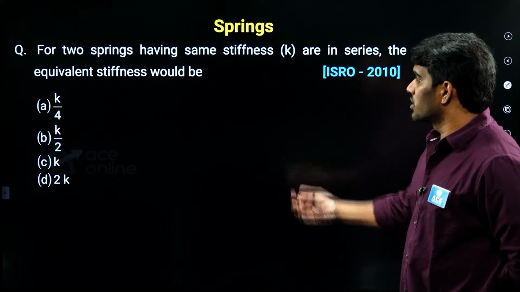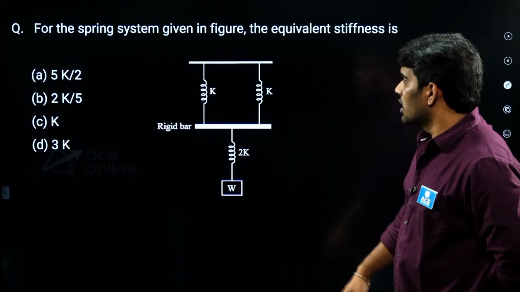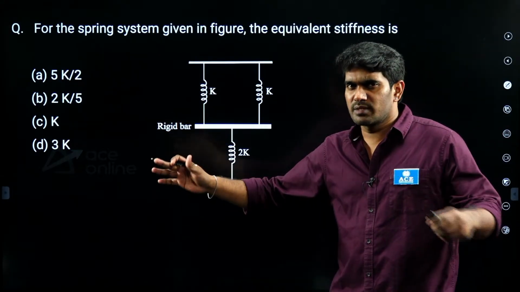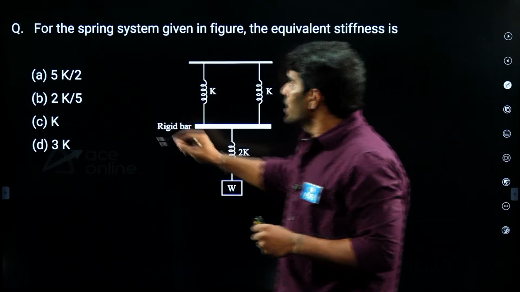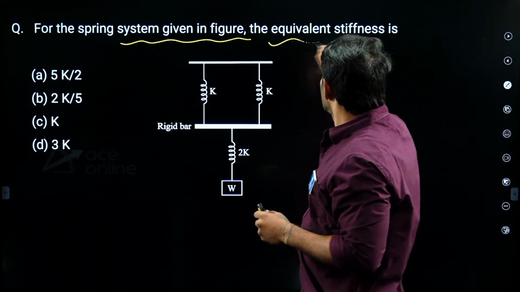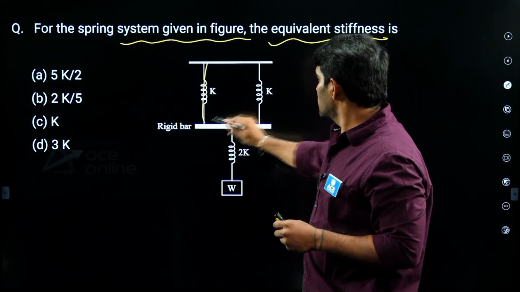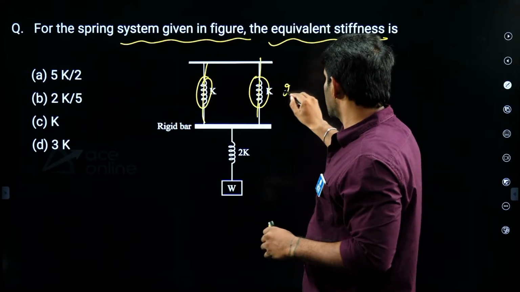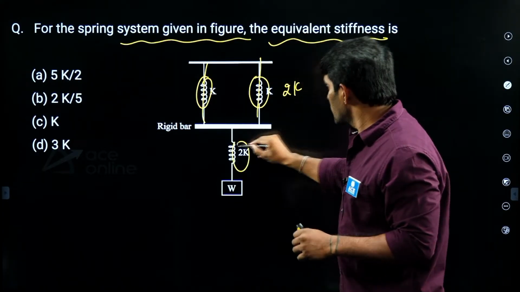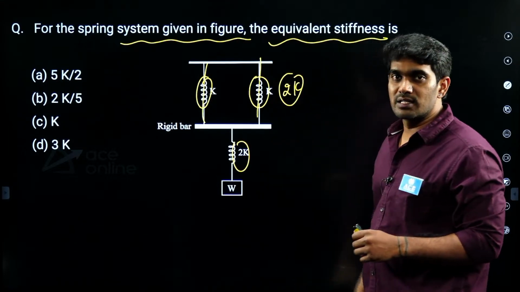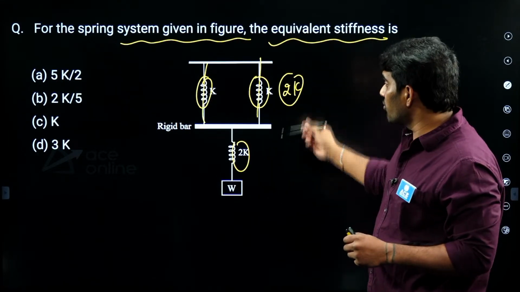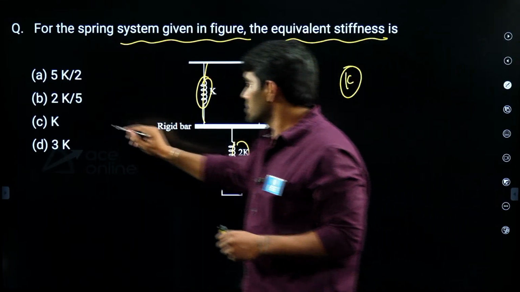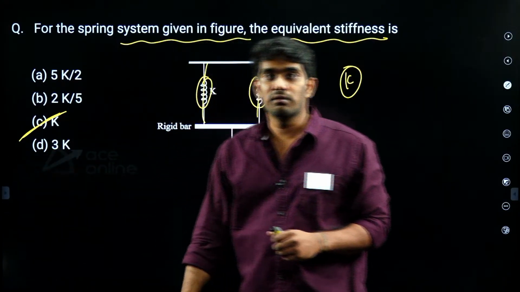Let's see this question and then close this, almost over. Last one particular question from springs, and then we are going to close this. For the spring system given in the figure, the equivalent stiffness is, you can notice that these two springs are in parallel. As these two are in parallel, the effective stiffness is 2K. But here you can notice that 2K and 2K are added in series. So that becomes half of this value. What is half of 2K? That becomes K. The equivalent stiffness becomes equal to K for this case.